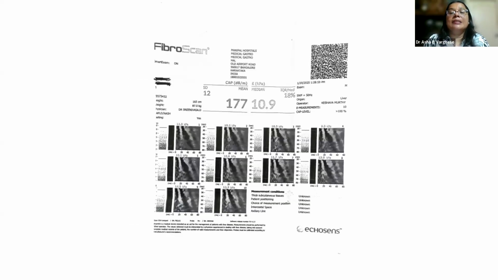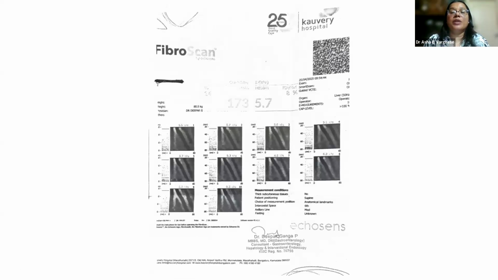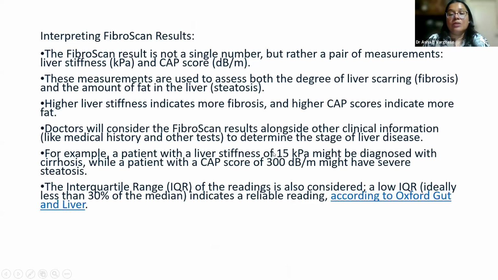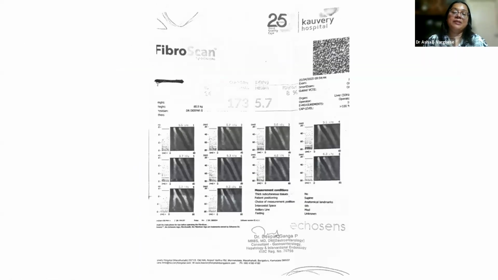Okay. So this is the result later. After 4 or 5 months of treatment, it showed 10.9. No, not 10.9, 5.7, sorry. This is a 5.7 reading after 4 months of treatment. This is the second reading, 5.7. And the fatty liver is more or less the same, 173. Okay. 5.7 according to the reading is less than 7. So it is an F0 to F1 or mild fibrosis to no fibrosis case. Okay. So I'll explain to you why Thiocyanum has been given.